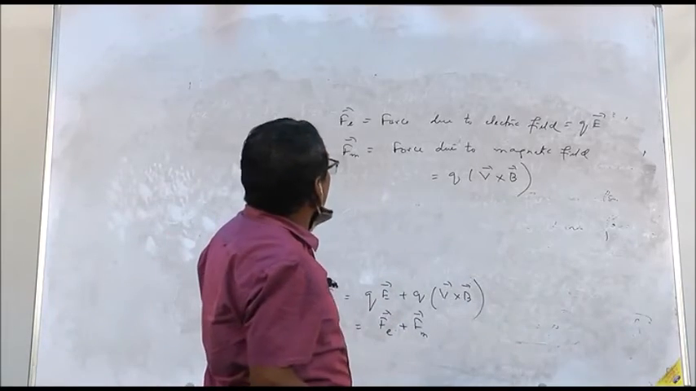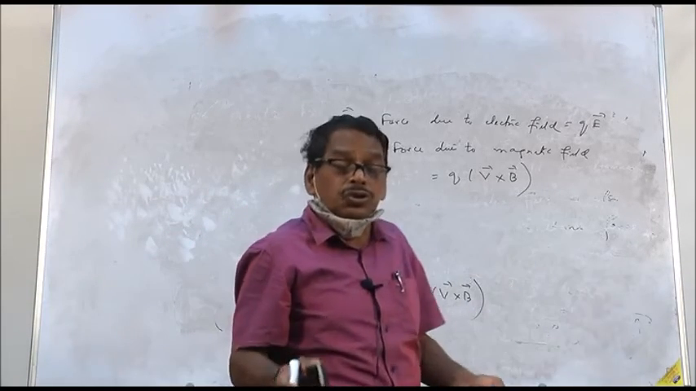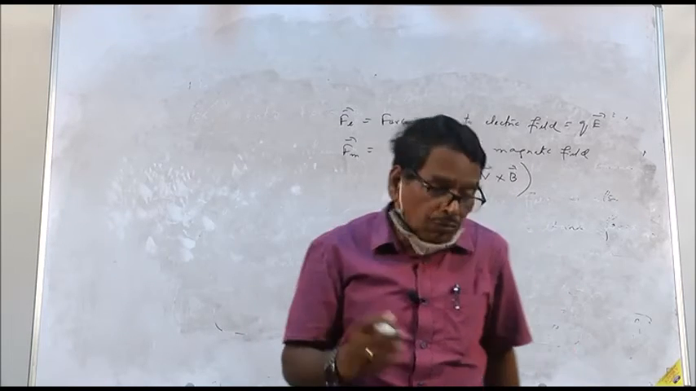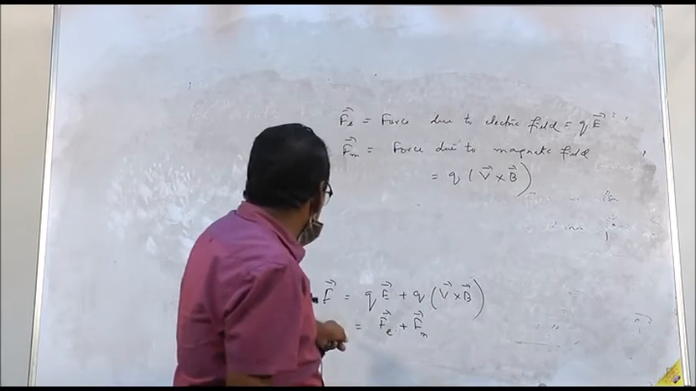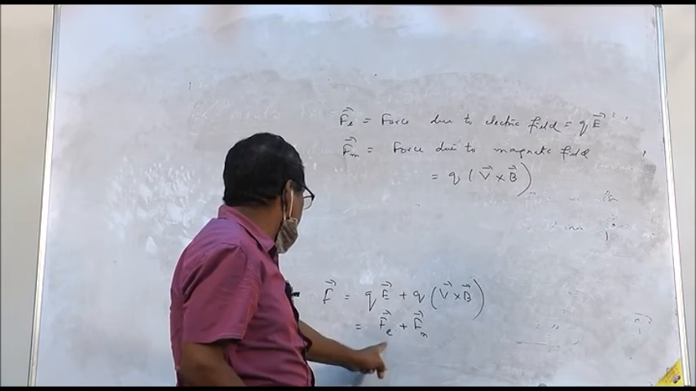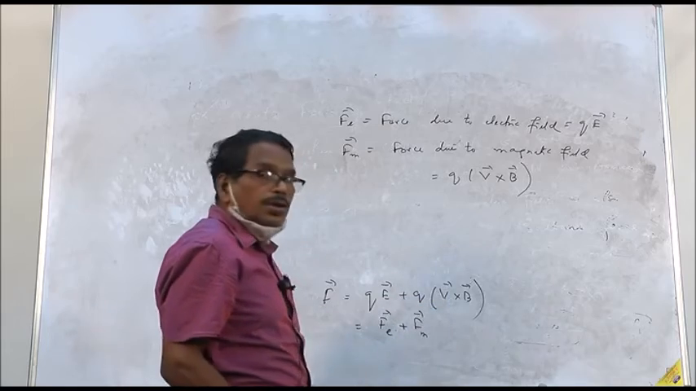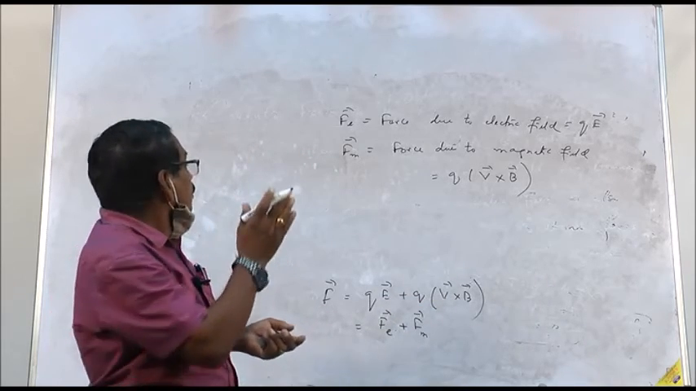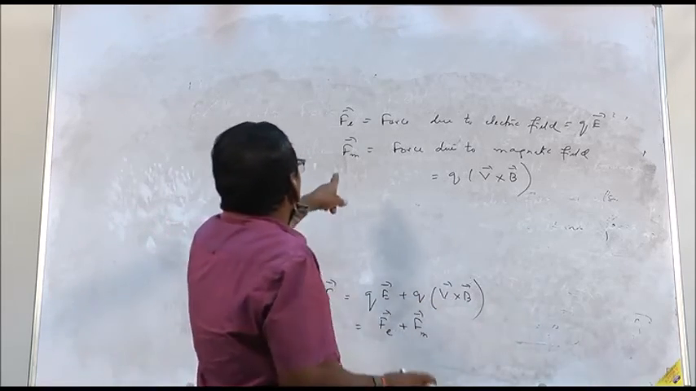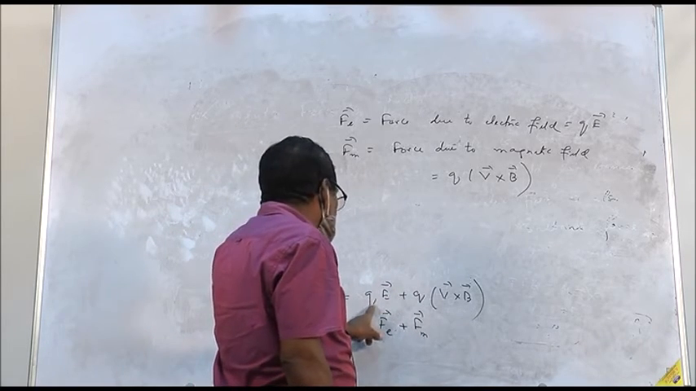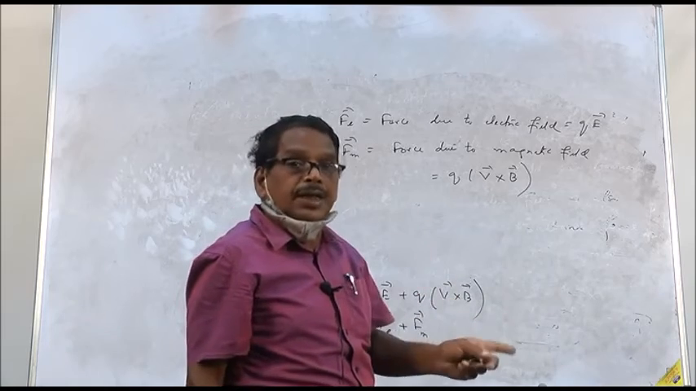Then what is the work done by Lorentz force? Suppose in the examination a question comes, how much work is done by Lorentz force? Total force exerted is F equal to Fe plus Fm, QE plus QV cross B. So, in the question of work done by Lorentz force, we have to find out the work done due to electric field and the work done due to magnetic field.